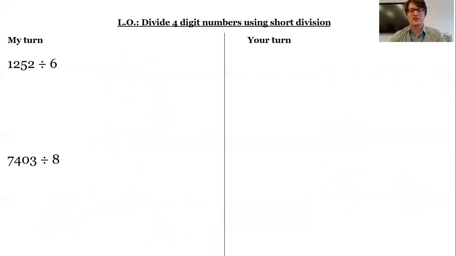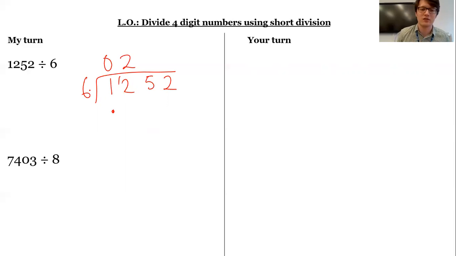Now, this then is more the sort of problem we're aiming at in year 5, when we've got 4-digit numbers that we're dividing by a 1-digit number using short division. So 6 goes into 1, no times. I can't make any groups of 6. So regroup. How many groups of 6 can I make in 12? Well, straight away I'm using my times tables facts. I know 6 times 2 is 12. 12 divided by 6 is 2.